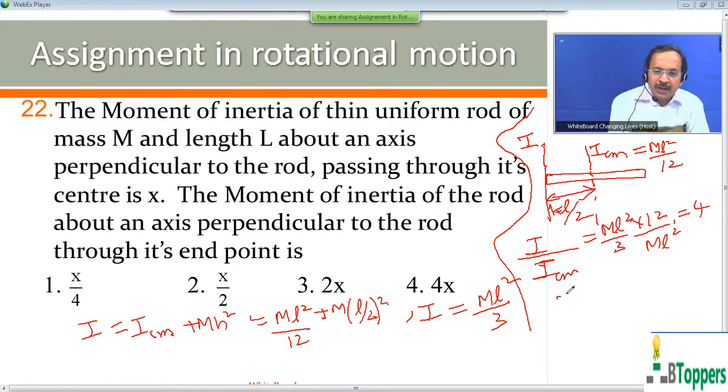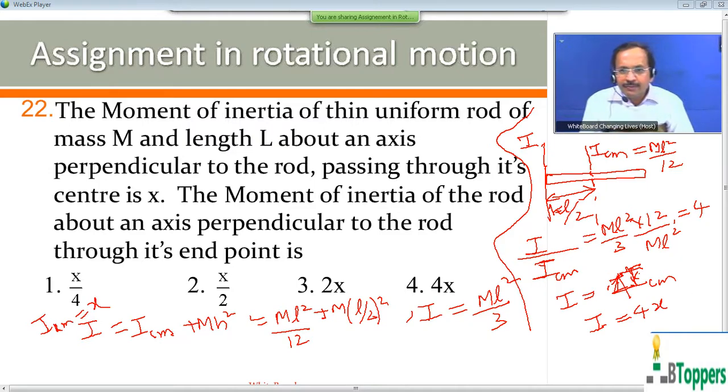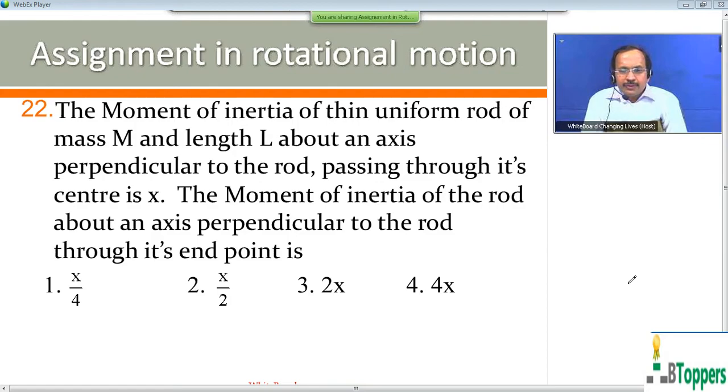So that means the moment of inertia of the rod about the axis passing through one of the ends and perpendicular to its length is 4 times the moment of inertia about the axis passing through center of mass and perpendicular to length. Or you can write I equal to 4x, because ICM is given to be equal to x here. Moment of inertia about the axis passing through center of mass and perpendicular to length is denoted by x. So the answer is 4x. So for question number 22, the fourth option is the answer.